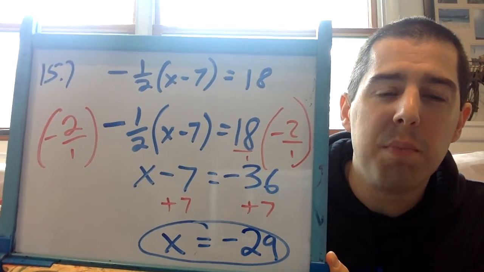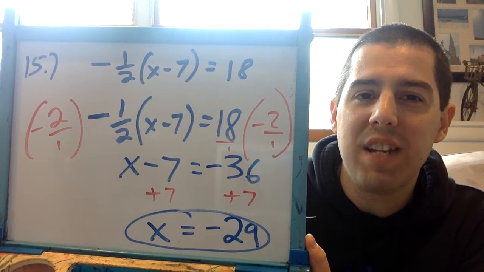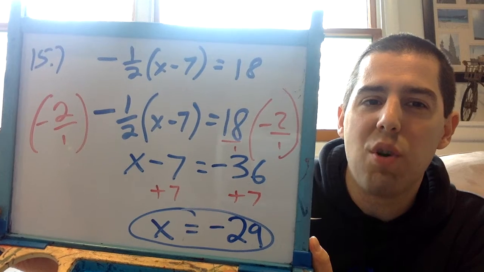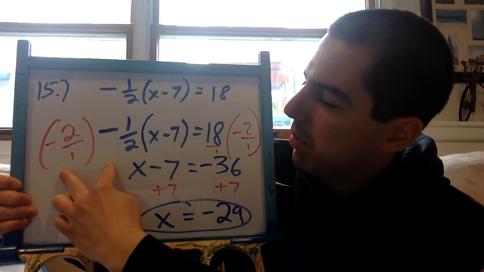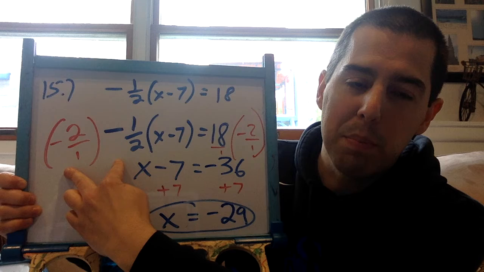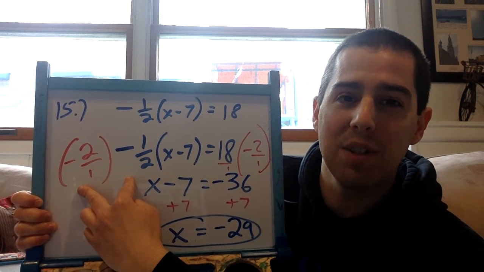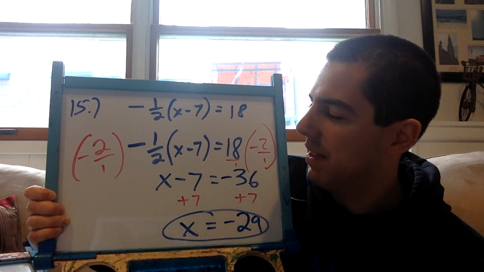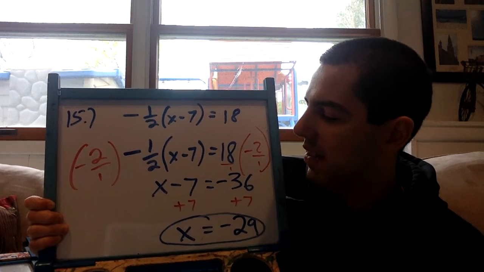The last problem, number 15, negative 1/2 multiplied by x minus 7 equals 18. You multiply by the reciprocal, negative 2 over 1, on both sides. On the left side of your equation, multiplying by the reciprocal will turn it into 1, because multiplying any number by its reciprocal, the product is always 1. So you'll just be left with 1 x minus 7. On the right side, 18 times negative 2 is negative 36.